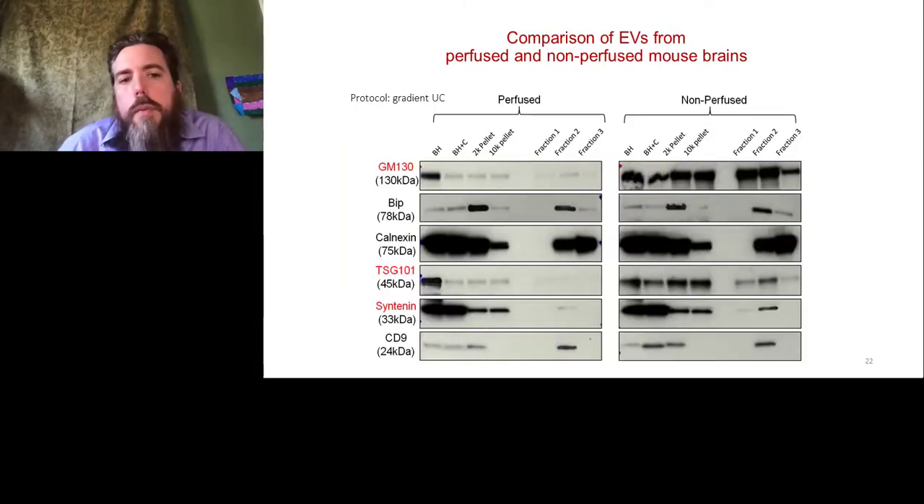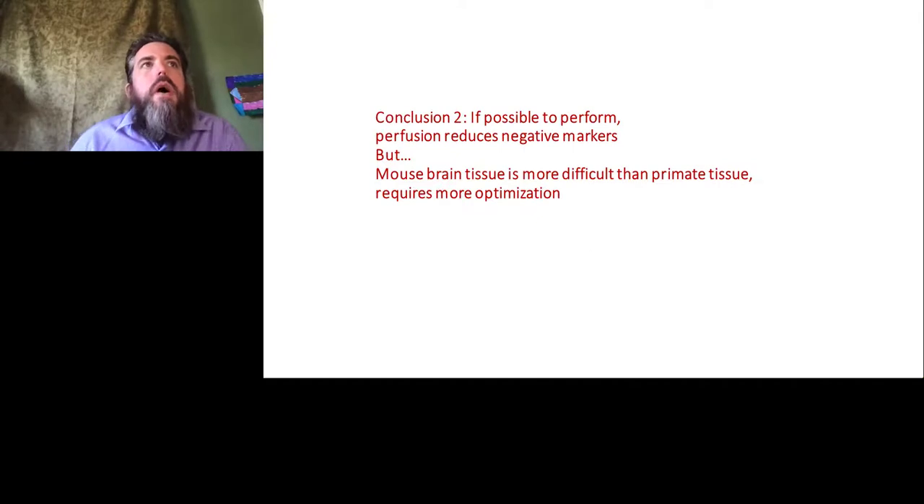And it also helps out with those deep cellular markers like GM130, BIP, and calnexin. It might not eliminate them completely from the mouse brain, but it does reduce them. So we do use perfusion when we can.